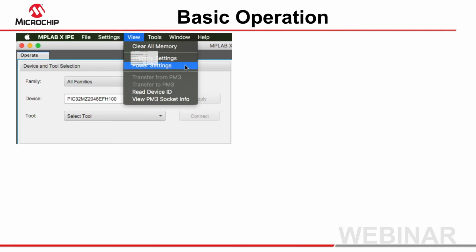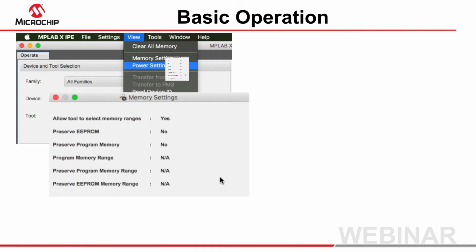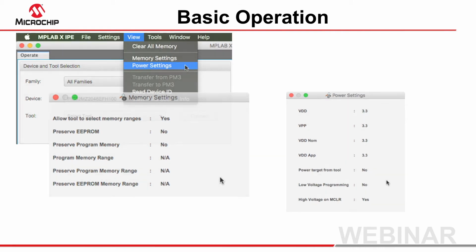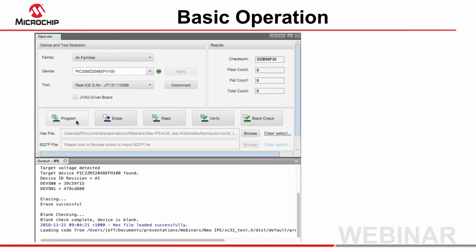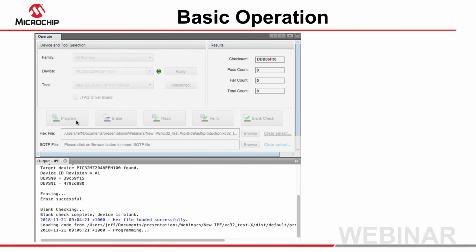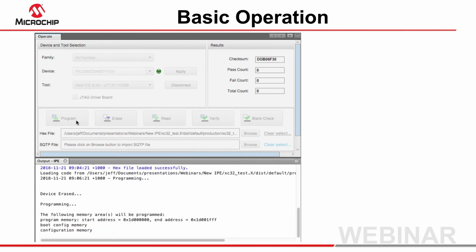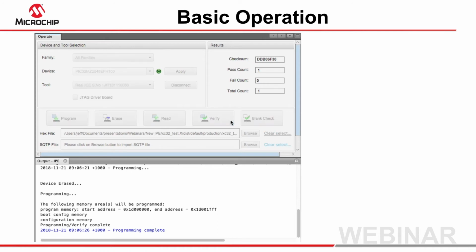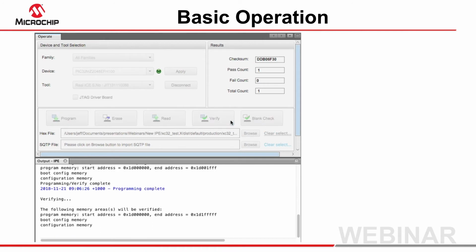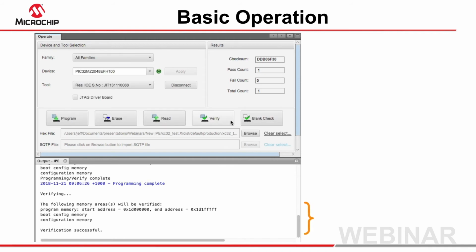At any time, you can check the memory and power settings that currently apply from the View menu. Click Program to program the contents of this hex file to the device. The device is verified after programming, but you can manually perform this step by clicking the Verify button. If code protection has been enabled, verification of the device or reading back its program image might not be possible. Check the Output view and the Pass-Fail count in the Results panel to ensure that programming has been performed correctly.